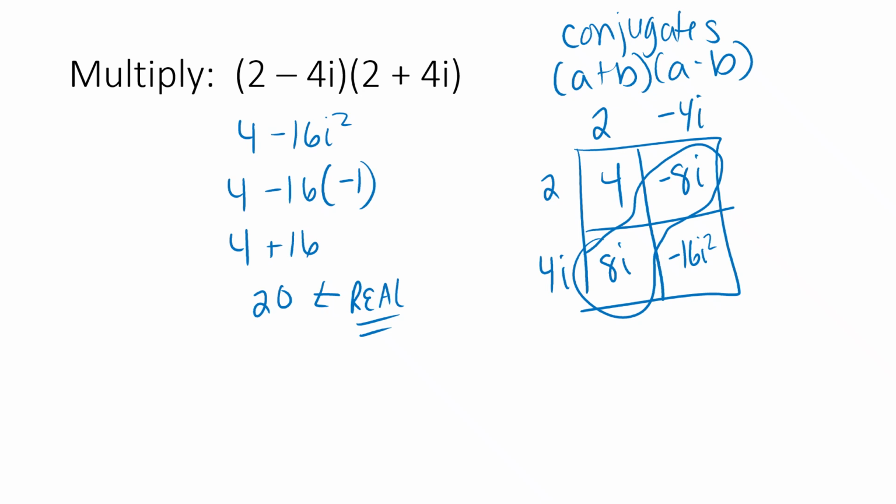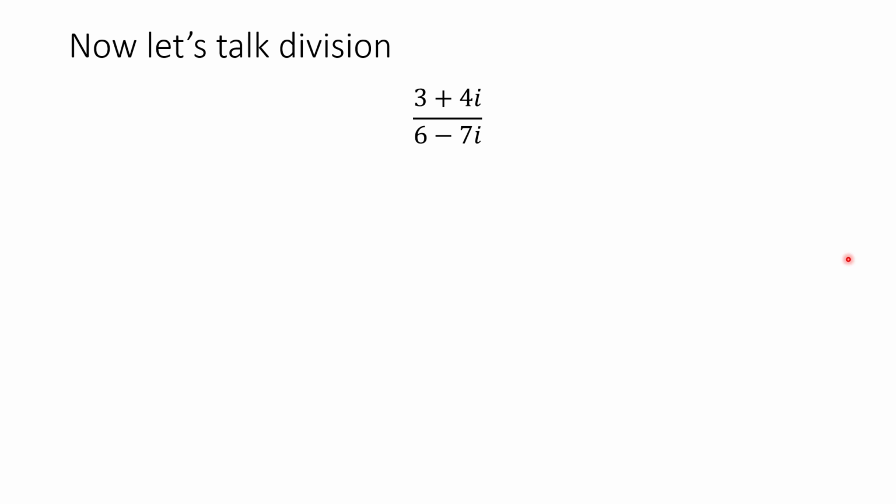Okay, so we ended up with a real number. If you multiply complex conjugates together, you will end up with a real number, because your imaginary numbers on the diagonal are going to cancel out, and your squared imaginary number will square to give you that -1, which is real. All right, so that's just one of those special cases. Which brings us to division.